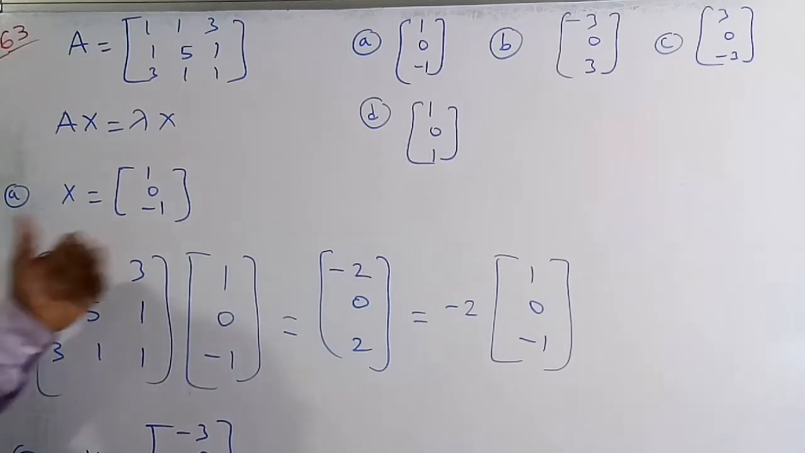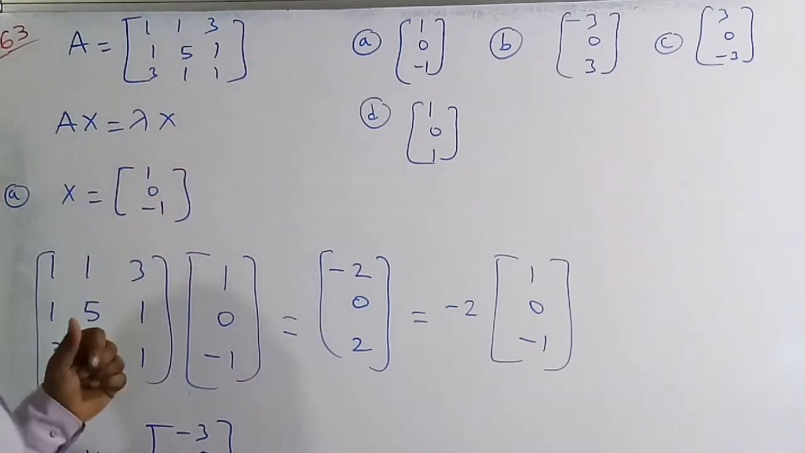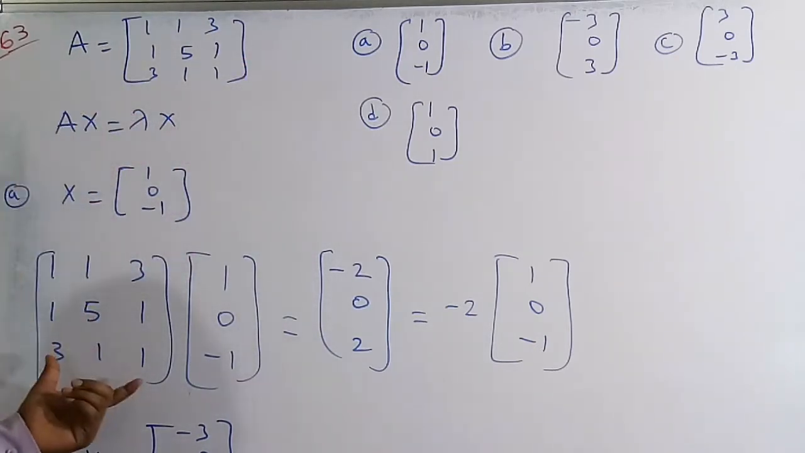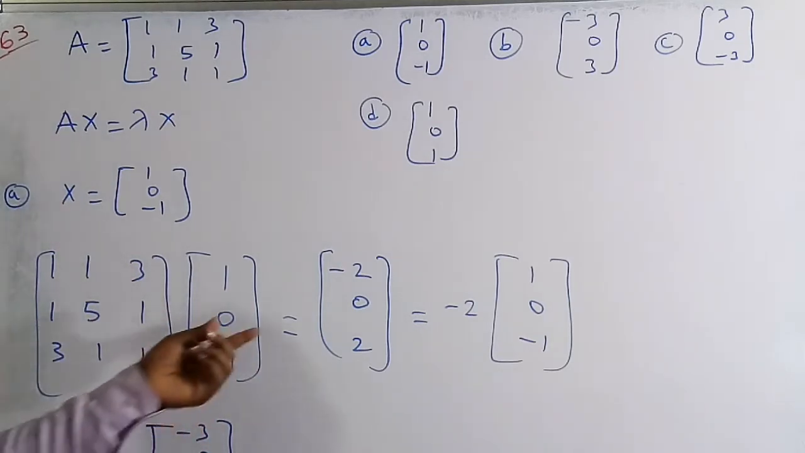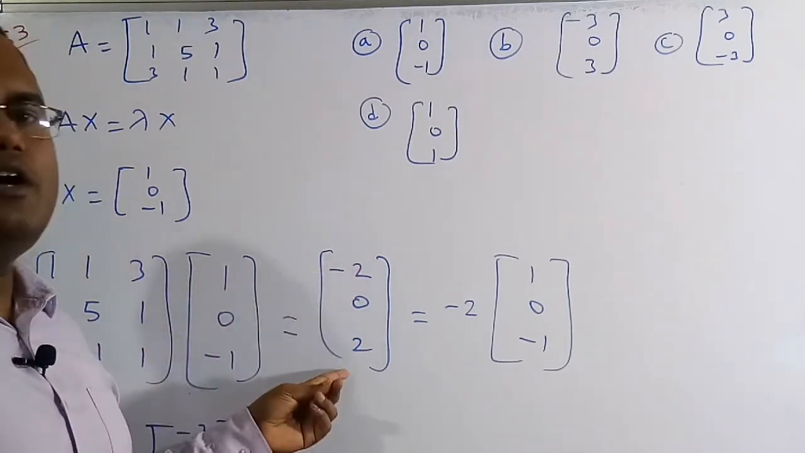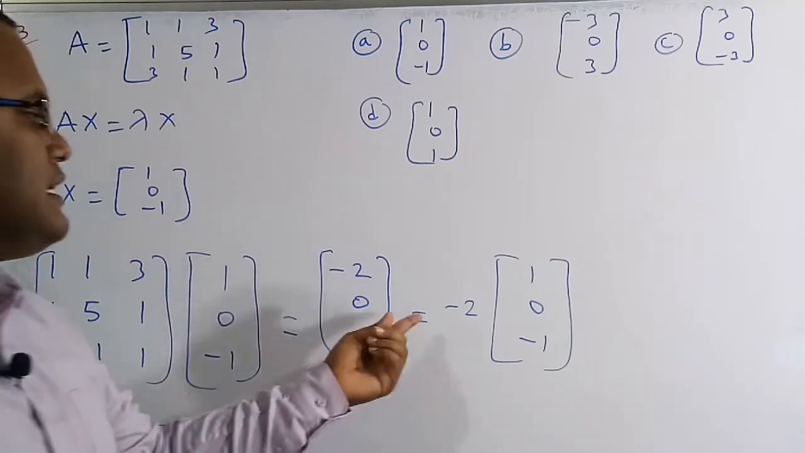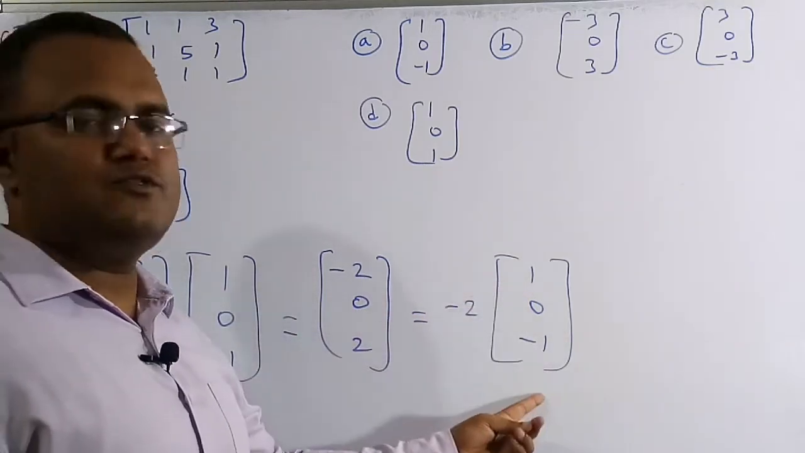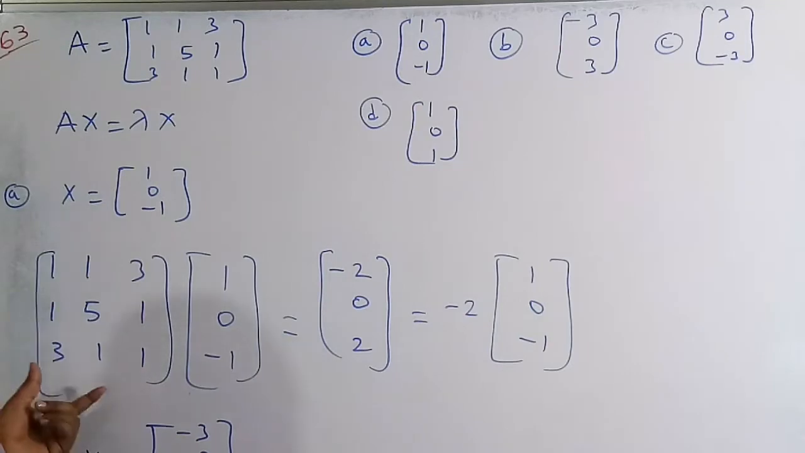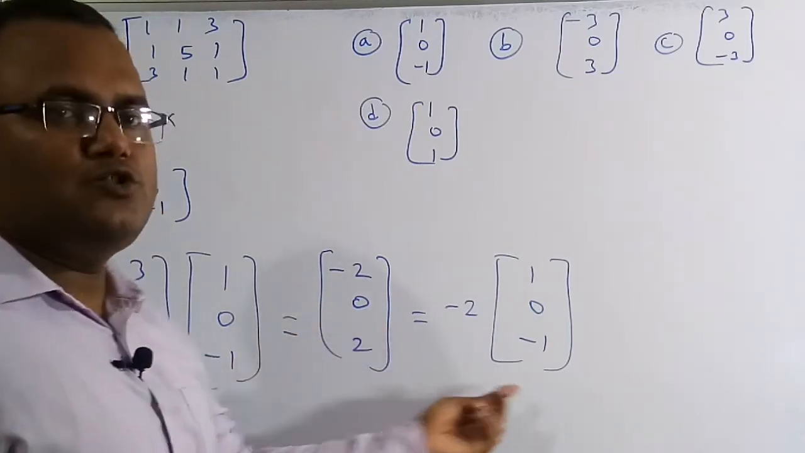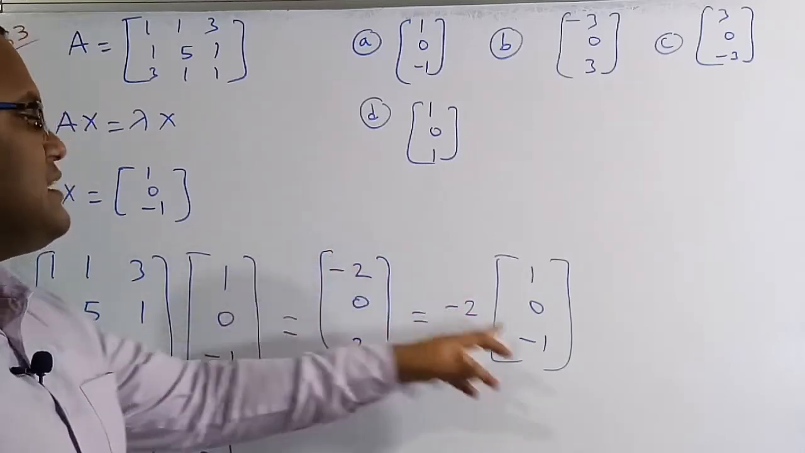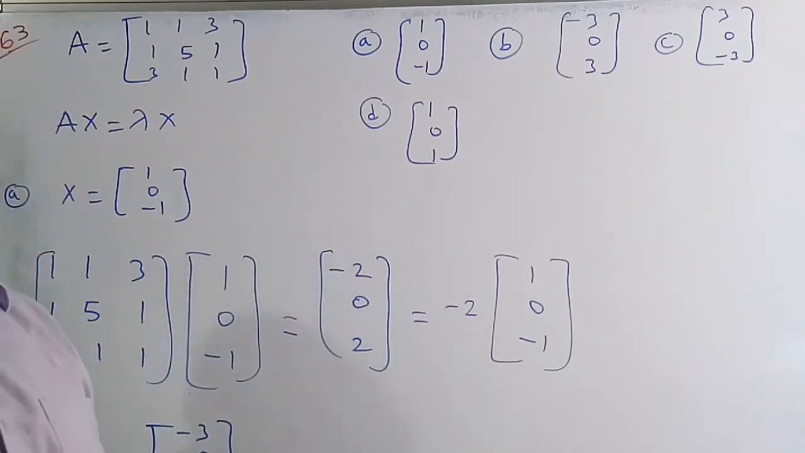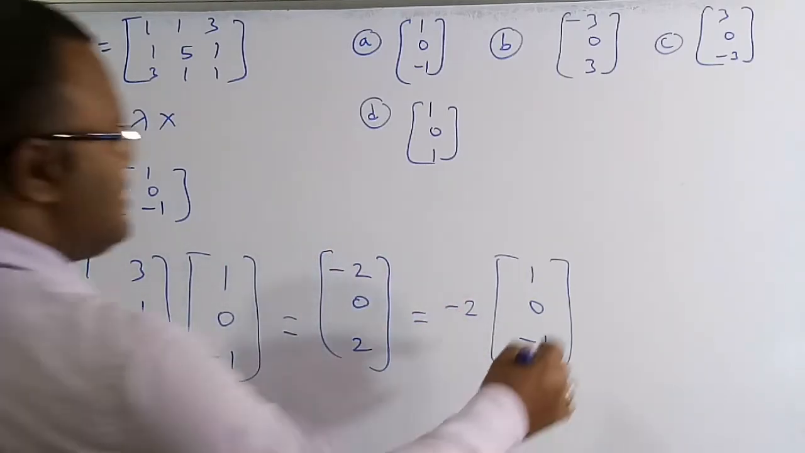Let me take the first option, which is x equal to 1, 0, minus 1. See, A is this matrix and x is this vector. If you multiply these two, we are going to get minus 2, 0, 0. If you take minus 2 as common, we get minus 2 into 1, 0, minus 1. So Ax is equal to lambda x. We got the same vector, so we can say that minus 2 is the eigenvalue of the eigenvector of this one.